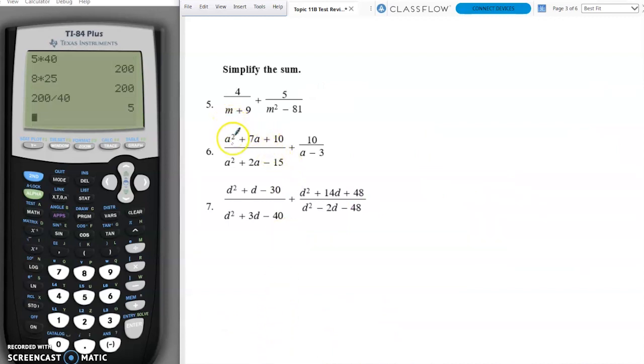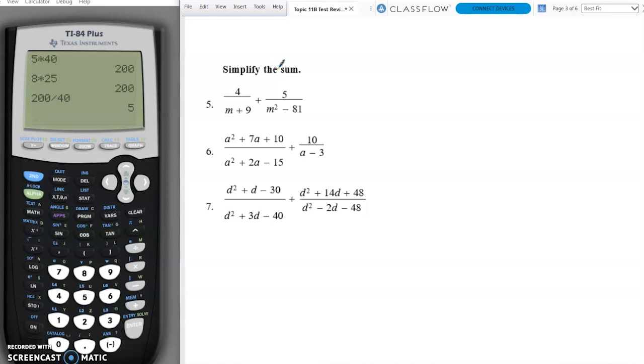Moving on, we're going to do 5, 6, and 7. So for these, it's asking us to simplify the sum. So remember, when you're simplifying a sum or a difference, which we'll do differences here in a minute, we need to start by factoring. And we need to factor especially the denominators to find our least common denominator, but also we might need to factor the numerators to cancel stuff out.